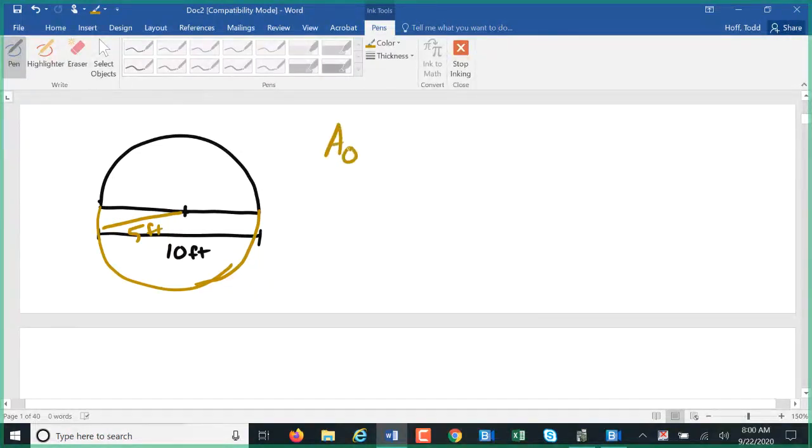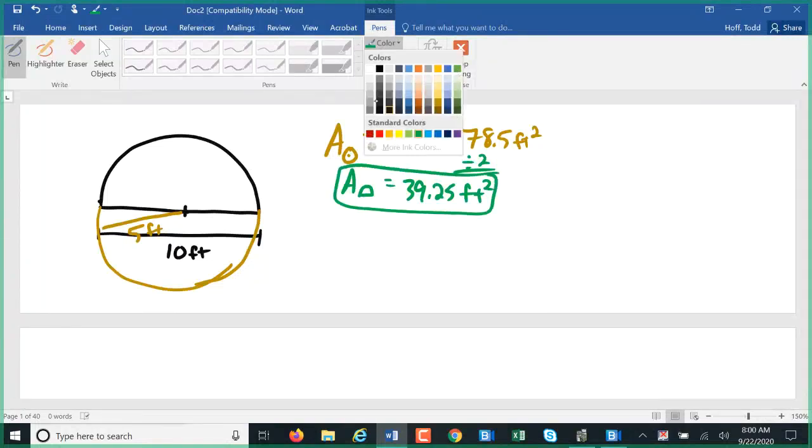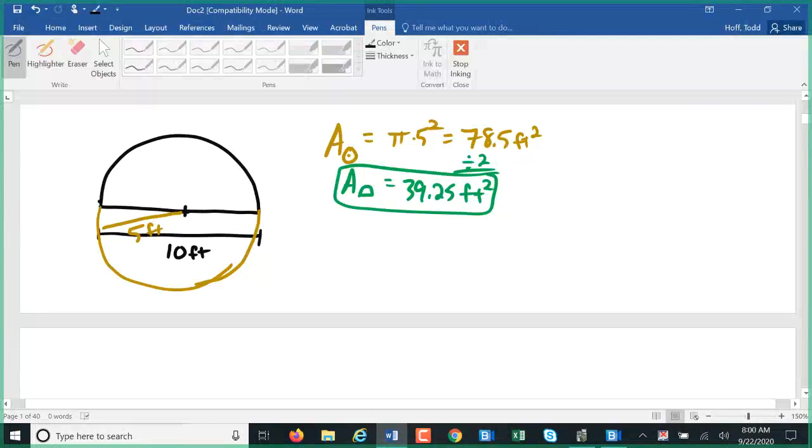So the area of the full circle would be pi times 5 squared, 78.5 square feet. So then the area of our half circle is going to be just half that. Divide that by 2 is going to be 39.25 square feet. And for right now, we're going to stick to known fractions of a circle, half circles and quarter circles. Later on, we will get into other smaller sections of the circle and how to find those areas.